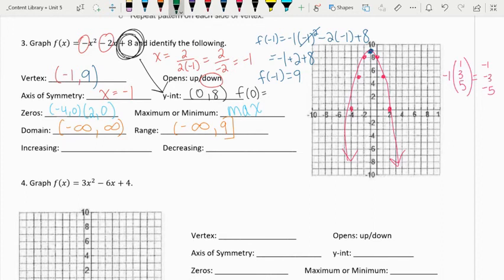Increasing and decreasing, our x values, so we're cutting it at the negative 1. So the left of it is increasing, so that's negative infinity all the way to the negative 1. And that means the right would be decreasing, which is negative 1 to infinity.